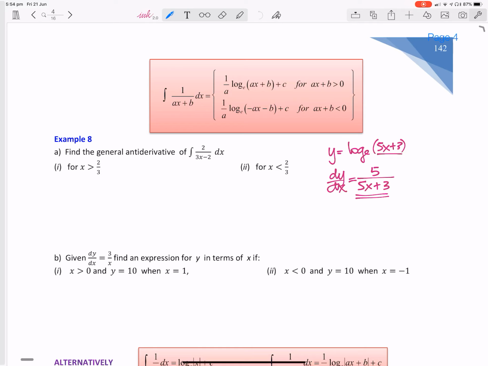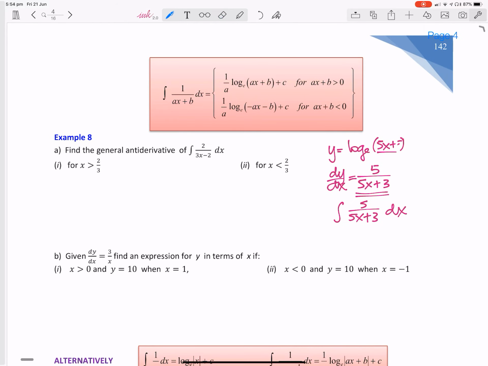However, if we were to use the same rule we did before, where we just use the inverse, we would assume that when I integrate this, if I said the integral of 5 on 5x plus 3 dx, because when I derive log e (5x + 3), I get 5 on 5x plus 3, we should integrate that and we should get log e of (5x + 3), and then plus c.